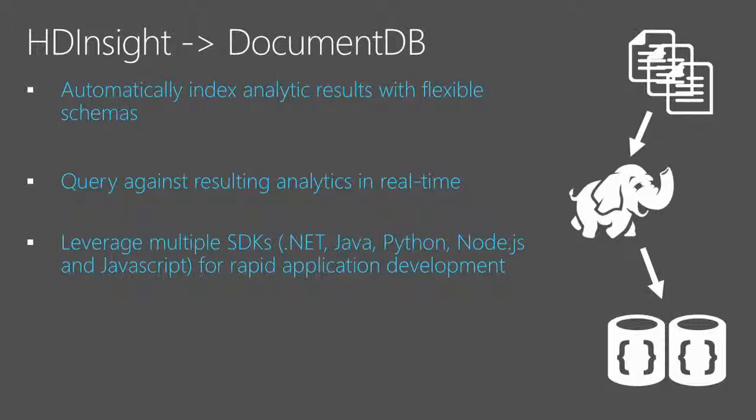And that comes to the third point. You get to leverage multiple SDKs. I've talked about how we have 5 SDKs: .NET, Java, Python, Node.js, and JavaScript. With these 5 SDKs, you have options to make different types of applications, especially for rapid development, especially if you need something to get going very quickly.